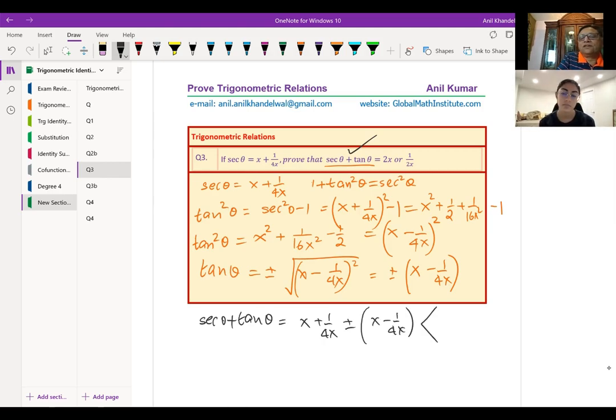So that will give you either 2x or 1 over 2x. Right. Give you two solutions. That makes sense. Very important question and difficult too. But you understand the solution?